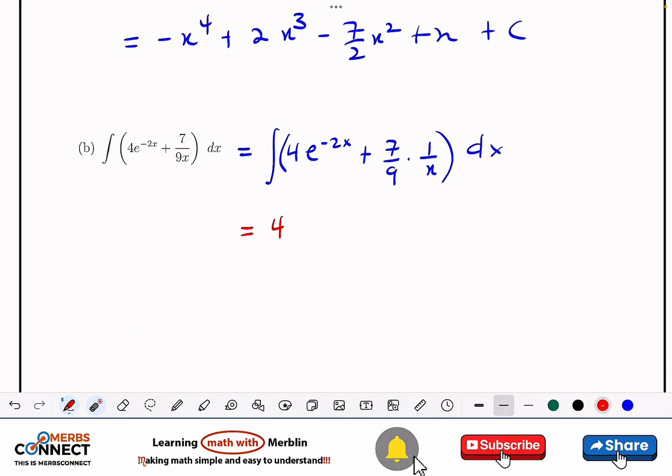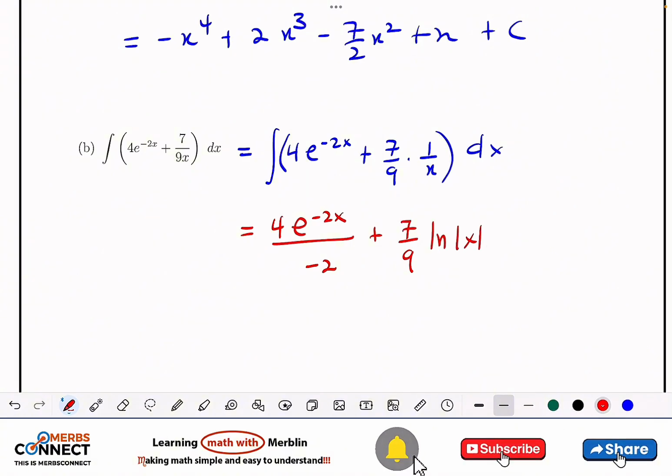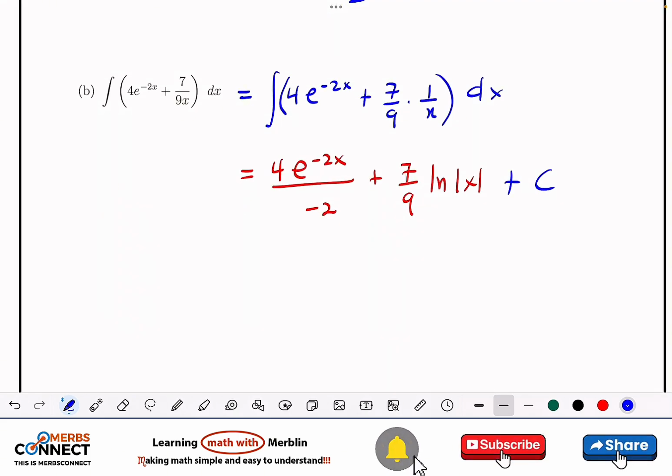So how do we integrate an exponential function? We maintain the exponential function, then we divide it by the derivative of what is on the top. So when I differentiate minus 2x, what am I going to get? Minus 2. Plus 7 over 9, which is a constant. Then when I integrate 1 over x, what am I going to get? Now remember the function that when you differentiate, you get this, right? Good. That is the natural log of x. So this is going to give us the natural log of x plus a big constant. Good. So simplify this, and we are going to have minus 2e to the power minus 2x plus 7 over 9 natural log of x plus c.